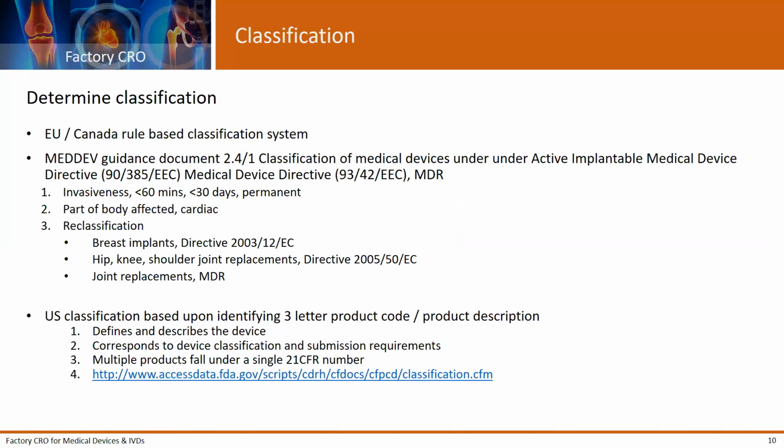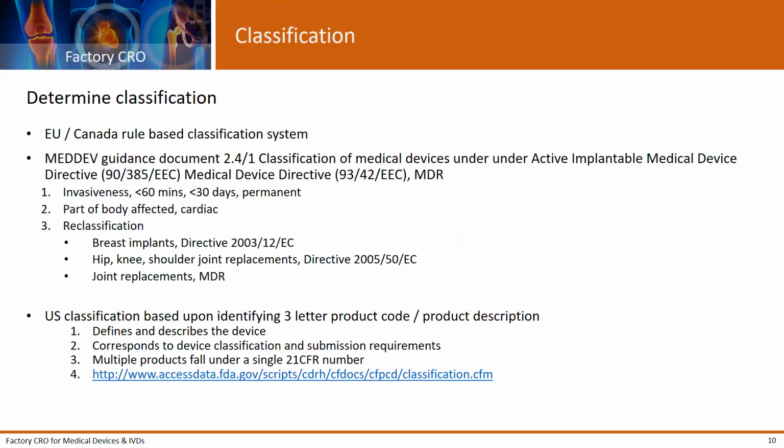In the United States, classification is based upon the identification of a 3-letter product code or a product description. The product description defines and describes the device, and it corresponds to the device classification and also the submission requirements. Many products fall under a single number, and the link to the classification database is here, and it's actually very helpful to take a look at the database and see what it all looks like.